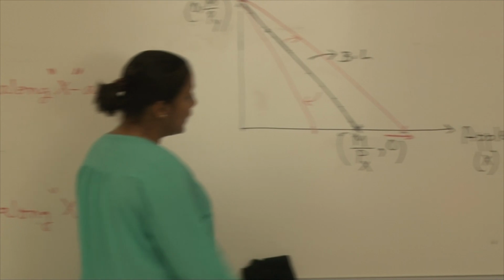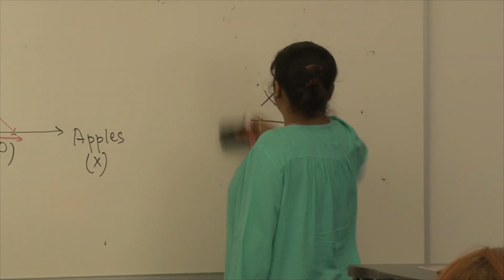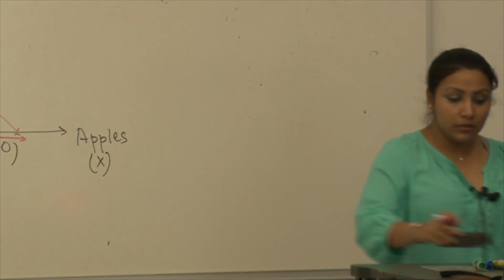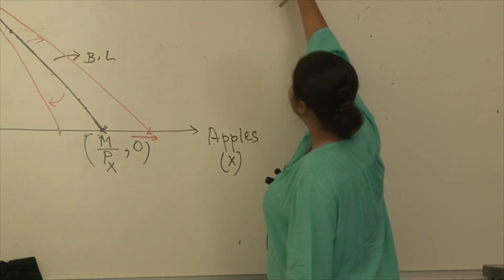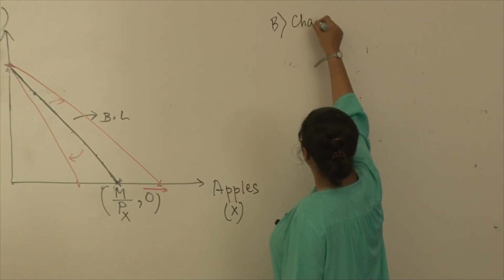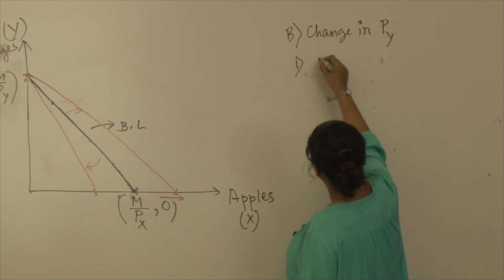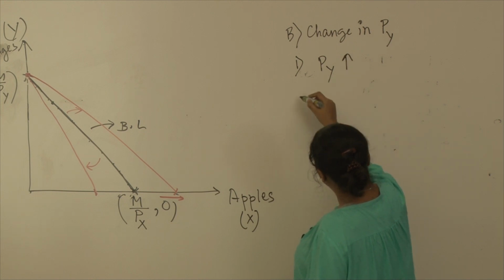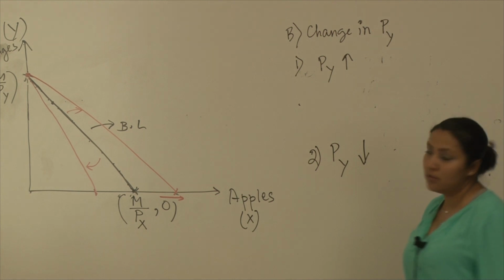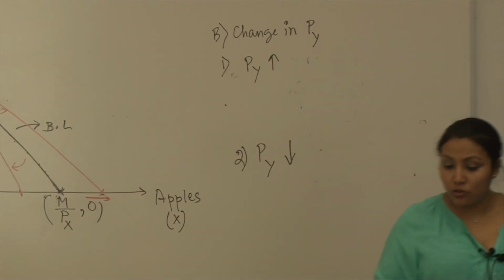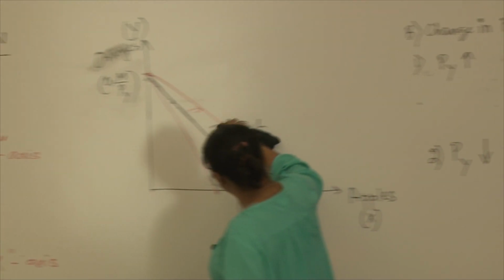Now, similarly, I can have two more cases. I can have a change in Py. So, a Py increase and a Py decrease, right. You please draw another diagram, I will do it in the same one. You draw another diagram.